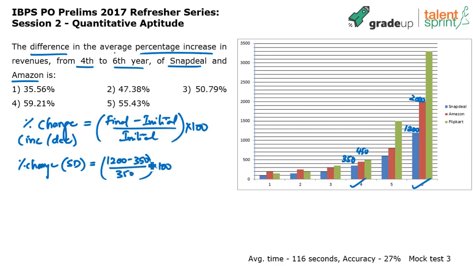850 by 350. So you should directly write 850 by 350. In fact, you should say 85 by 35 into 100. Now, how much will this be? 85 by 35.